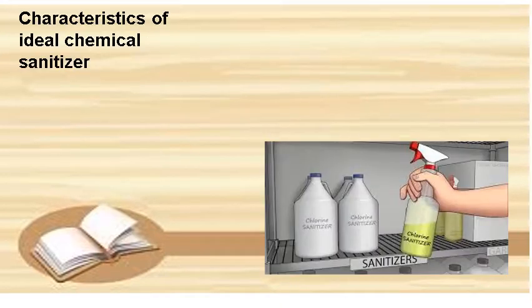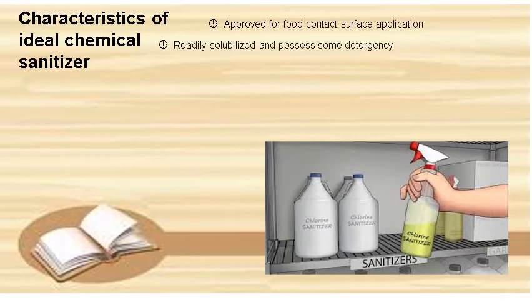Characteristics of an ideal chemical sanitizer. I chose 4. The first one, approved for contact surface application. Second, readily solubilize and possess some detergency. It means that this chemical sanitizer can easily be dissolved when mixed with water, and that will produce some detergency.